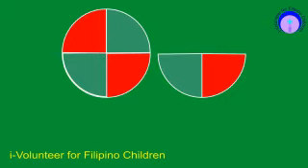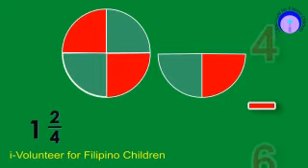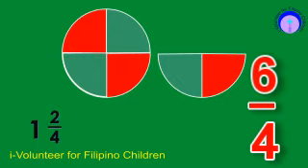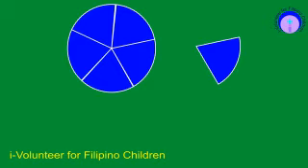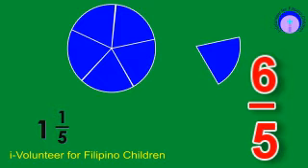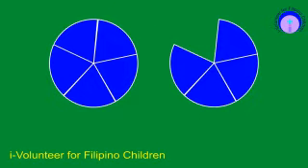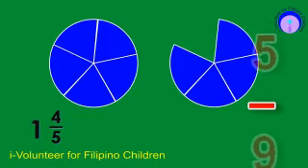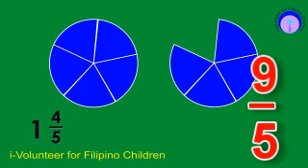Can you convert this mixed number into its improper fraction? The improper fraction is 6/4. Can you convert this mixed number into its improper fraction? The improper fraction is 6/5. Can you convert this mixed number into its improper fraction? The improper fraction is 9/5.